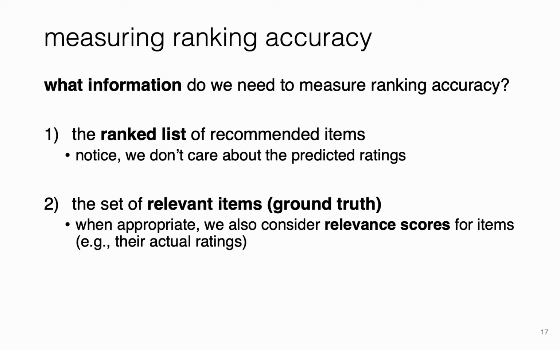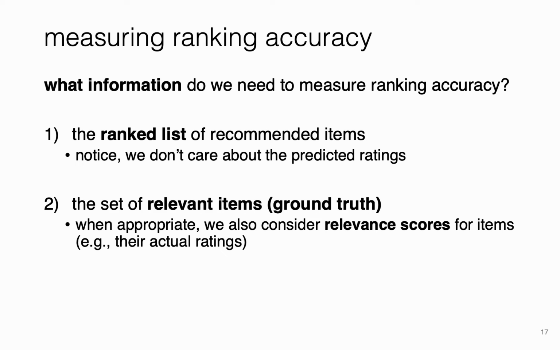First, we need to discuss what information we need in order to measure ranking accuracy. There are two components. First is the ranked list of recommended items. Here, we do not care about the actual scores, predicted ratings for explicit feedback, or relevance probability for implicit feedback. All we care is how items rank, how they are sorted based on predicted rating or relevance probability.